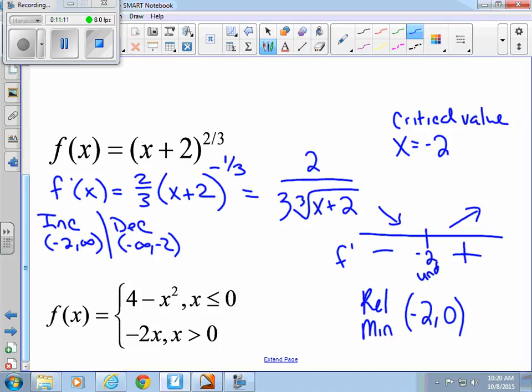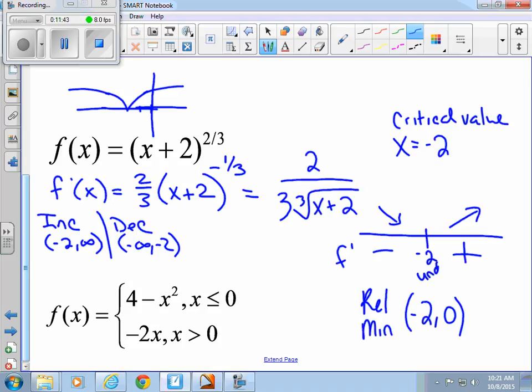This function, just for fun, so you'll know, if you were to graph it, looks like this. It's got a sharp corner at -2, 0. And that's why you have that undefined derivative there. But it is still a relative minimum, so we still want to include it.